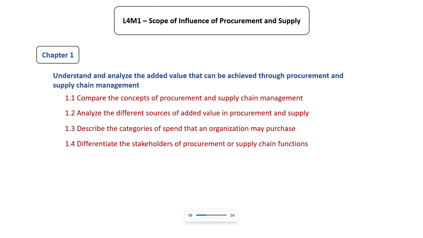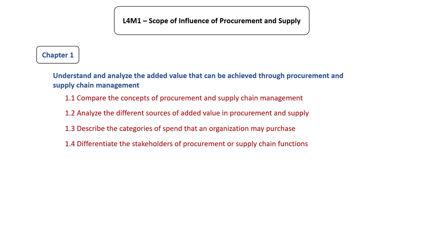Today we will start the actual explanation of the CIPS L4 methodology. We will start with the first book, L4M1, Scope of Influence of Procurement and Supply. Chapter 1. Understand and analyze the added value that can be achieved through procurement and supply chain management.